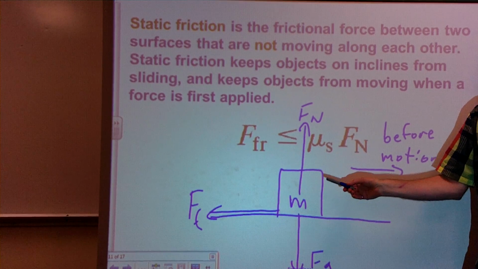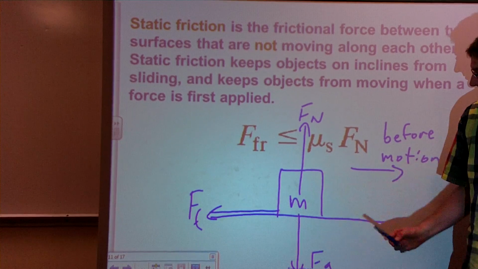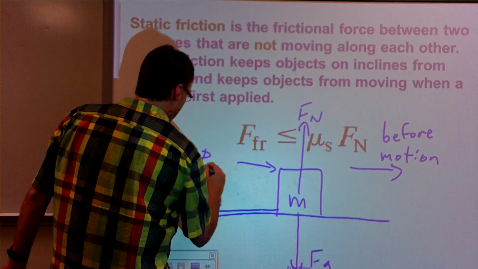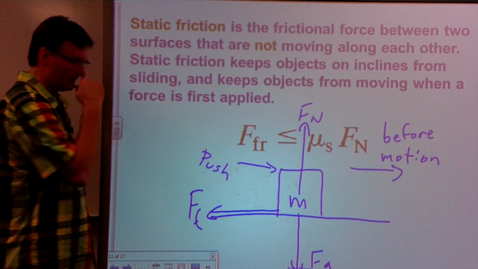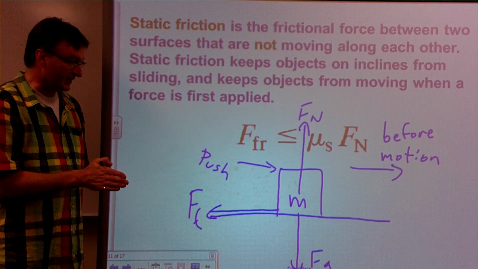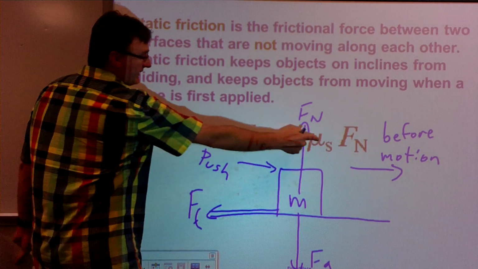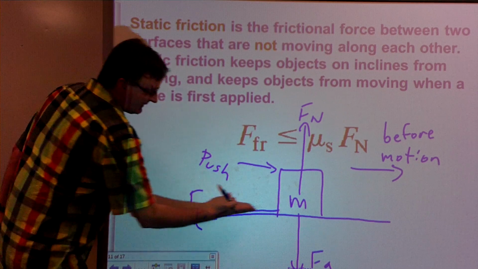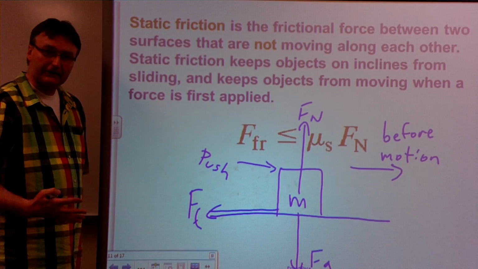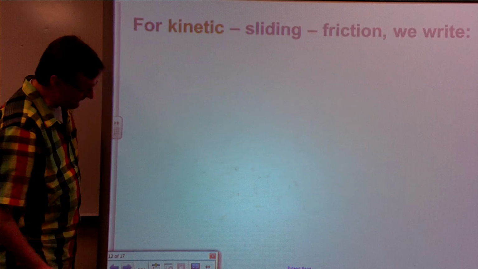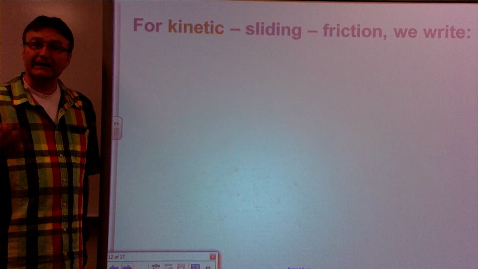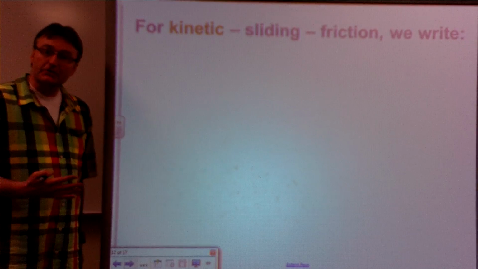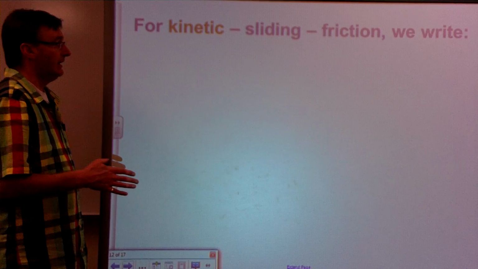So before an object starts to move, and you apply a push to the object, so you push it in some manner, you apply a force to it. Before the object starts to move, that's where you have static friction. So there's no motion between the surfaces with static friction. And that is different from what we call kinetic friction. Now, kinetic friction is when two surfaces are sliding between them.